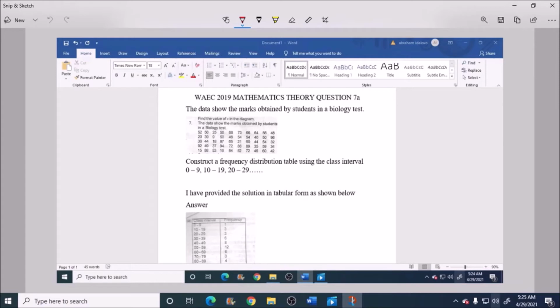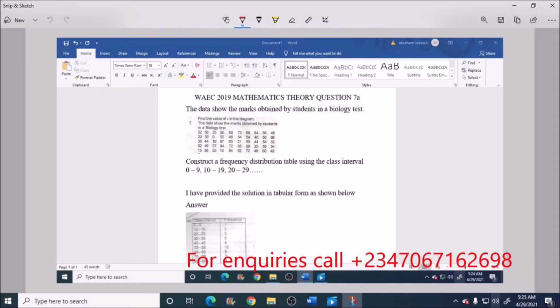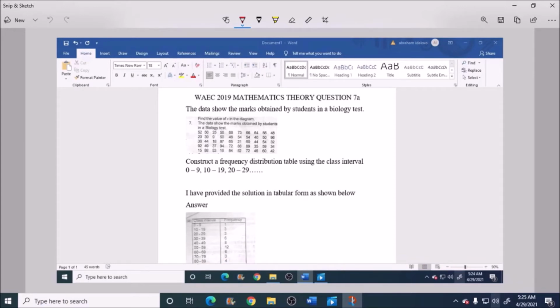Between 0 and 9 we have a frequency of 1. Between the class interval of 10 and 19 we have 3. Between 20 and 29 we have 3. Between 30 and 39 we have 6. Between 40 and 49 we have 8. Between 50 and 59 we have 12. Between 60 and 69 we have 6. Between 70 and 79 we have 3. And between 80 and 89 we have 4.